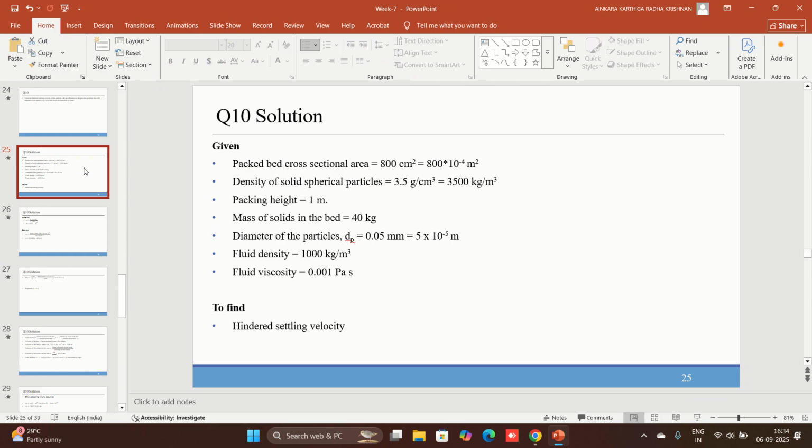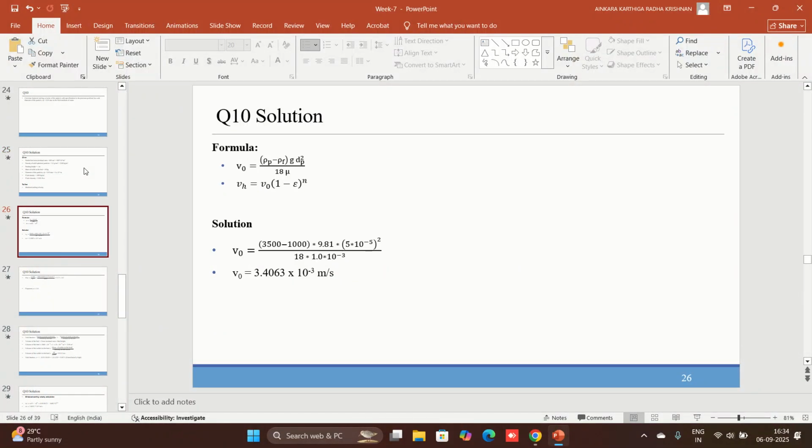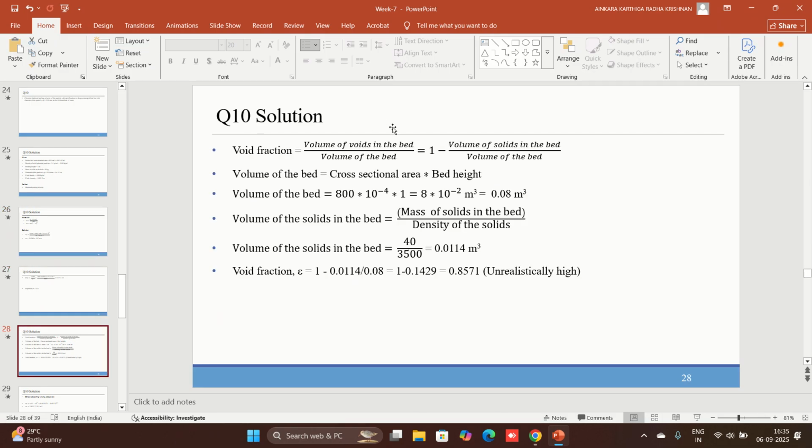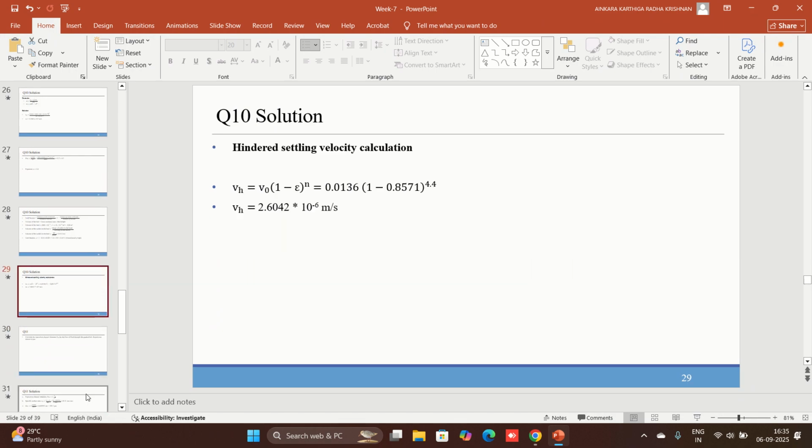We are just changing the diameter of the particle to half of its initial diameter. So initially it was 0.1 mm. Now it is 0.05 mm, and rest of the calculation remains the same. Just the values are changing. Now it is this, which remains the same. We are not going to touch it actually.